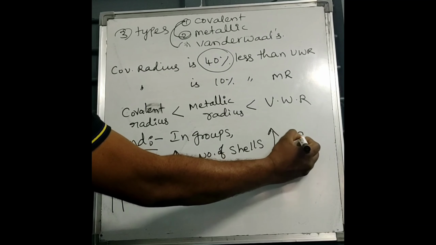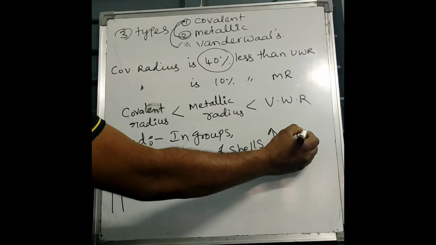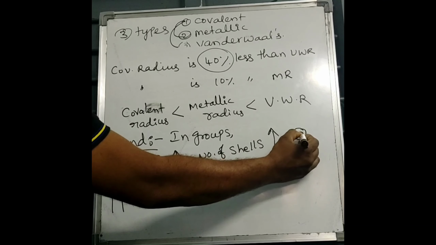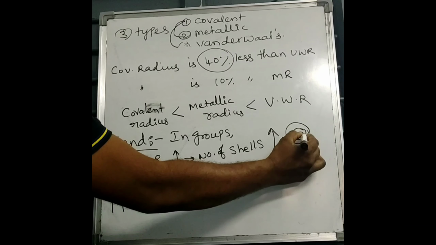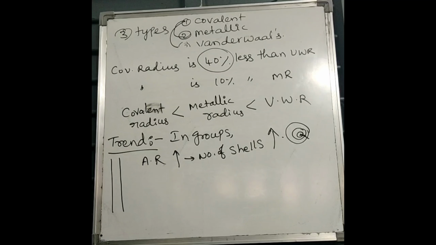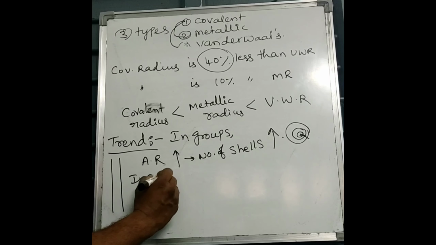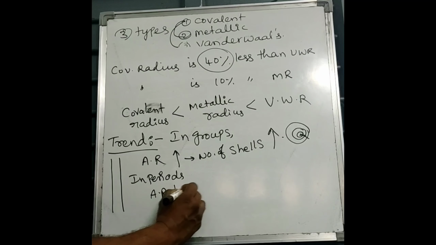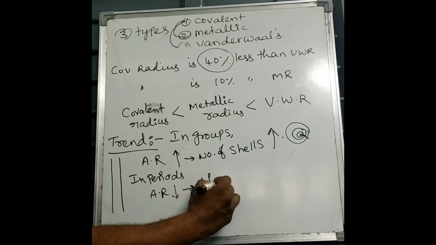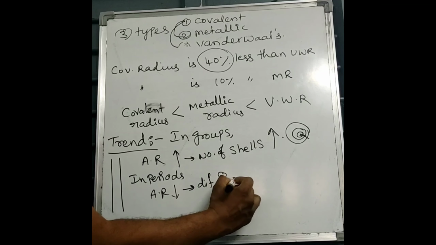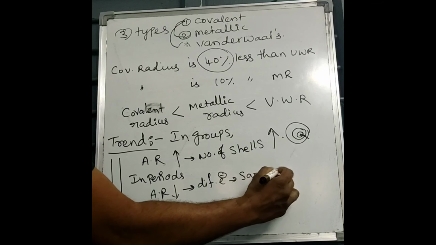Hydrogen 1s1. For lithium 1s2 2s1. Then atomic radius increases. Potassium 3s1. Due to the number of shells increasing, atomic radius also increases. And in periods, atomic radius decreases. It is due to the differentiating electron entering the same orbit or same subshell.